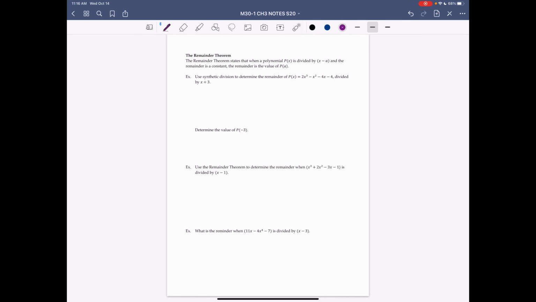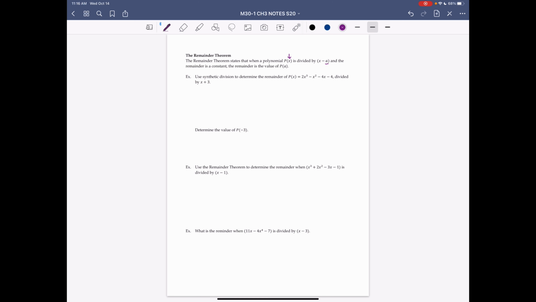The remainder theorem states that when a polynomial p of x is divided by a binomial x minus a, and the remainder is a constant, the remainder is the value of p of a. So when you plug in the a value into the polynomial p of x, so you put in whatever a equals for x, and you calculate, that value that you get is the remainder when you divide p of x by x minus a. Let's look at some examples.